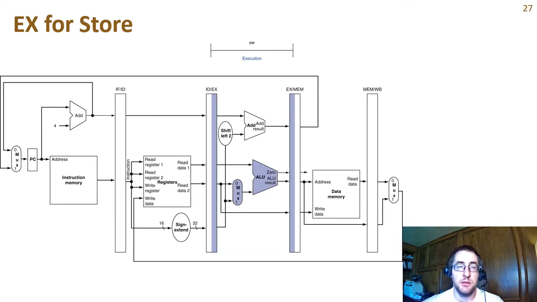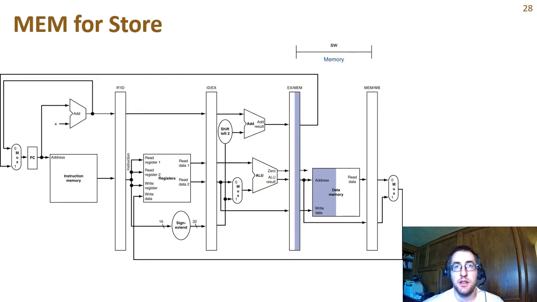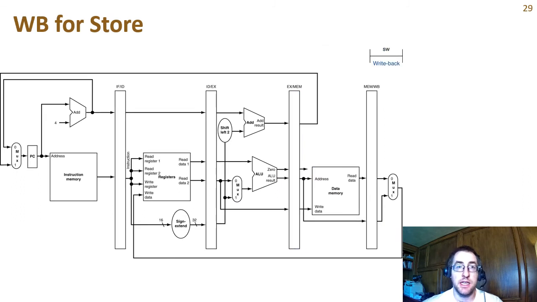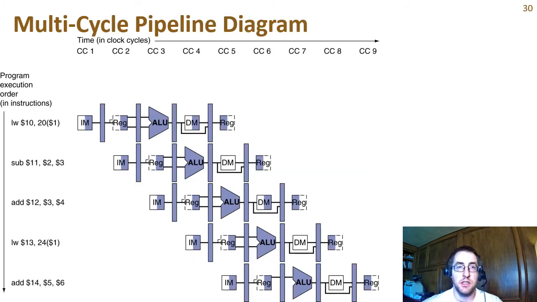Store word is very similar in the first 3 cycles. So we calculate the effective address. Then in the memory access, we're going to actually write to the memory. And then in the write back stage, there's nothing to do, right? We just do nothing. So the store word is done. This is that wasted part of a single cycle design. But in this design, while we're wasting this part of the processor time, the rest of the processor is actually being used processing stages of 4 other instructions. So now we're going to turn this into a multi-cycle pipeline diagram.